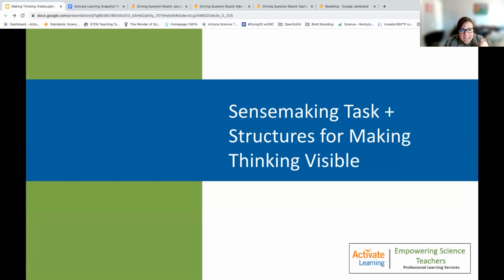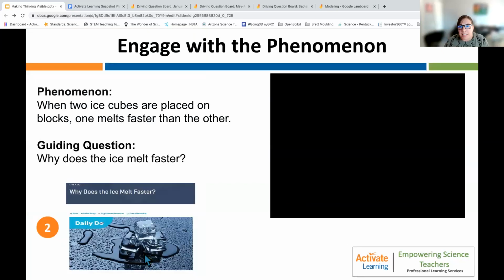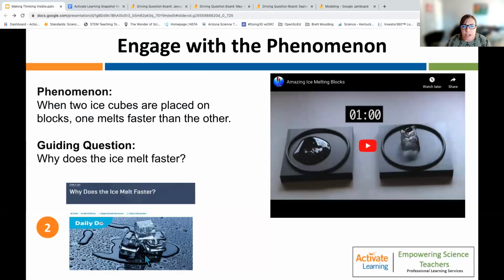And now we're going to engage in a sense-making task so I can show you some actual structures for making thinking visible. Now, I had to create these for a digital space, so I hope you can come on this journey with me, but know that everything we do in the digital space can be replicated in the classroom.